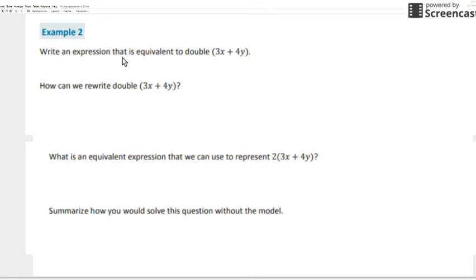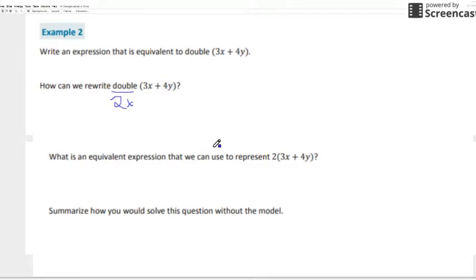It says write an expression that is equivalent to double 3x plus 4y. They want us to go through the models like they did before, but we're not going to do that. We took the time and went over the models before. This one we're just going to take straightforward. How can we rewrite double this? Remember, the word double means to multiply something by 2.